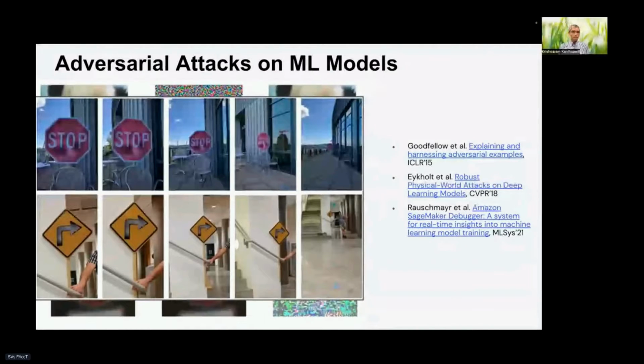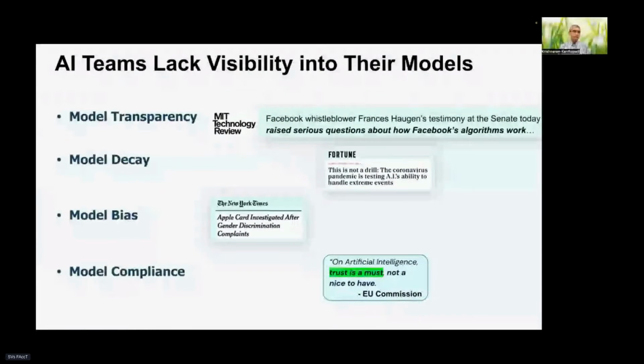So more broadly, if you take a step back, machine learning and AI teams today face a variety of challenges with their models. These range from lack of model transparency to model decay, model bias, challenges with meeting compliance, and so forth. For instance, we have seen challenges such as the ones faced by Facebook in the context of how Facebook's models work and the lack of enough transparency on those.